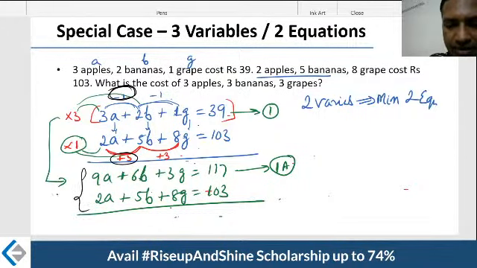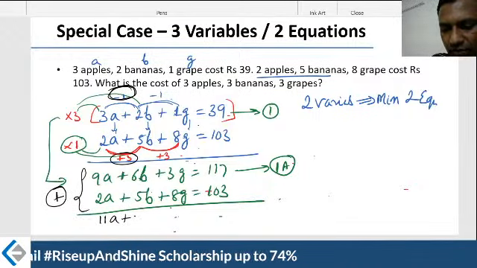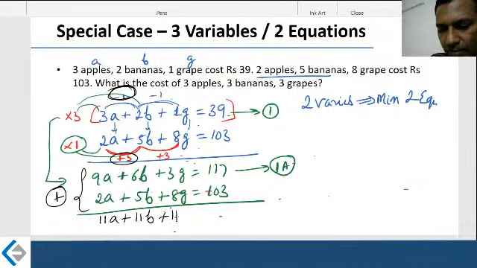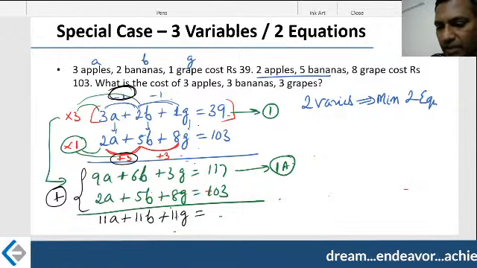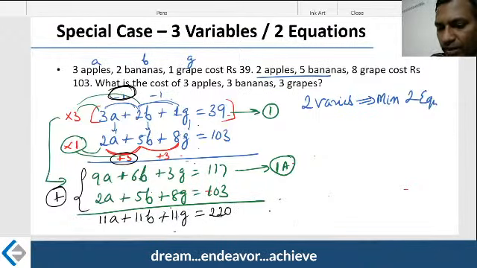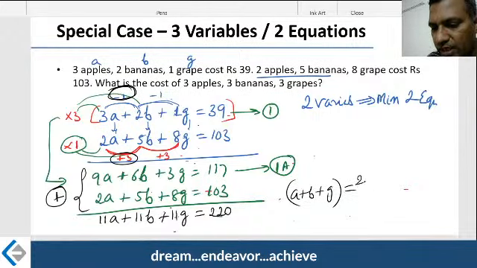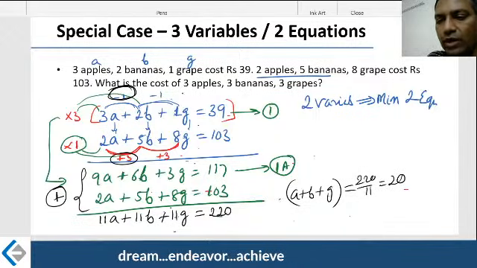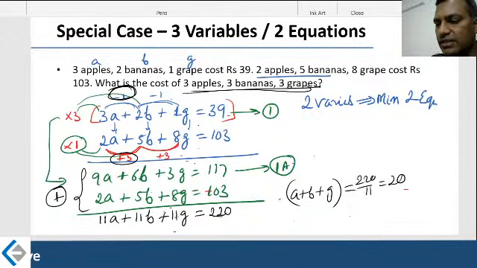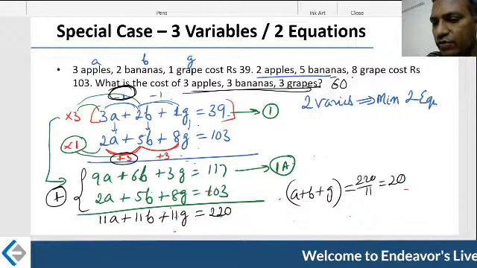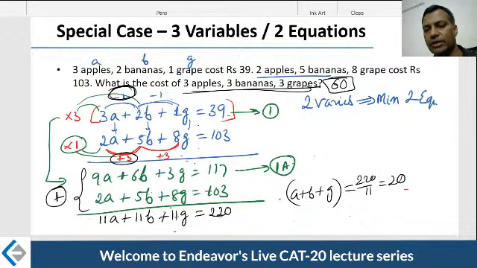Now do what? Add them. If you add them, you are getting 11 times A plus 11 times B plus 11 times G is nothing but 220. Therefore, A plus B plus G is 220 divided by 11, which is becoming 20. But what the author wanted was 3 sets. 3 sets is nothing but 20 into 3, which is 60 rupees.